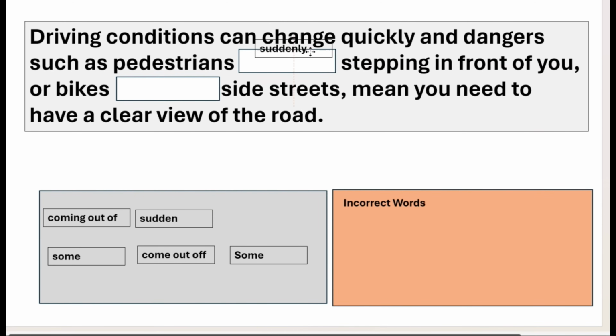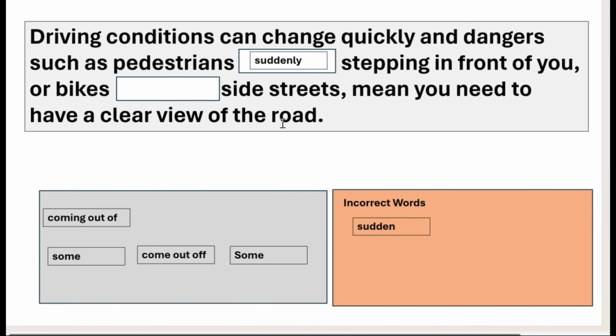So it has a grammar as well, but you don't need to understand the grammar, because if you use your common sense you can easily understand that such as pedestrian suddenly stepping in. If you put sudden stepping, it's not valid. So the legitimate answer is suddenly. Okay, let's put it there. So, or bikes gap side streets mean you need to have a clear view of the road.